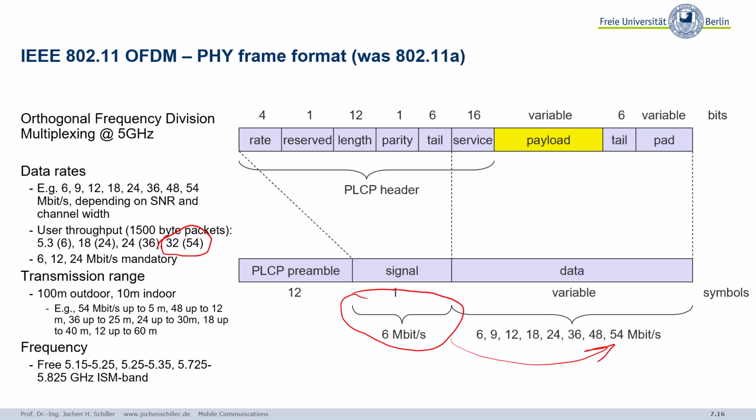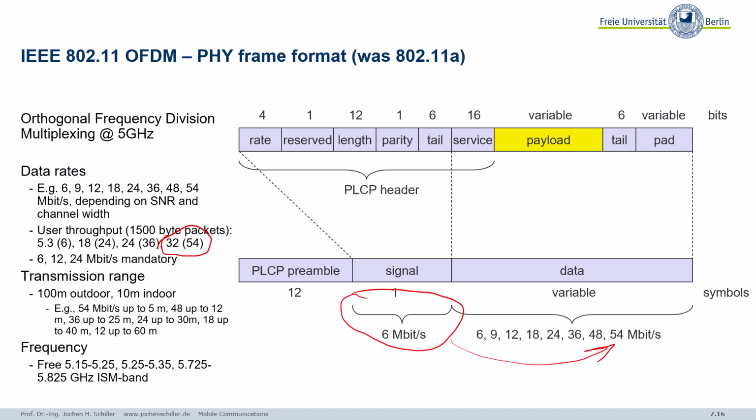The operating frequencies are now around 5 point something gigahertz. And this is in many countries not a license-free band, but a license-exempt band. There's a difference. A license-free band means you can operate your device here, and no one can tell you, please get out of this frequency.